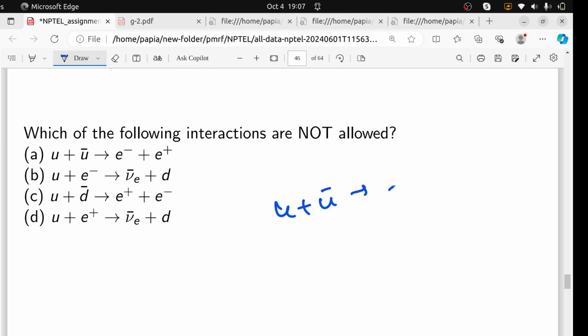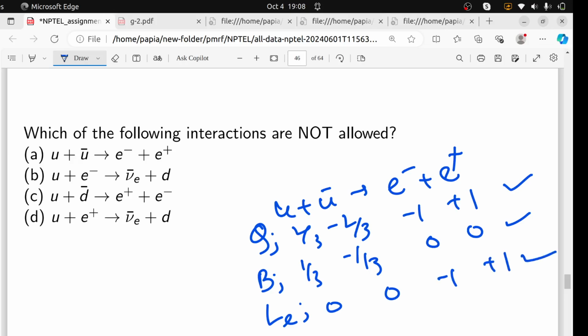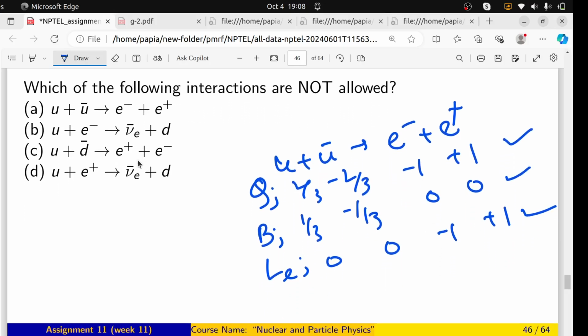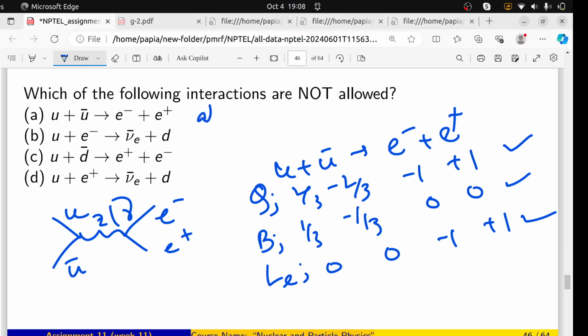U plus U bar going to e minus e plus. Check Q: 2 by 3 minus 2 by 3, minus 1 plus 1. Fine. Baryon number: 1 by 3 minus 1 by 3, 0, 0. Lepton number: 0, 0, minus 1 plus 1. Fine. So all the things are fine. Now U U bar can go to e minus e plus. It can be Z or gamma. That is also fine. So this is not "not allowed"; that means it is allowed.